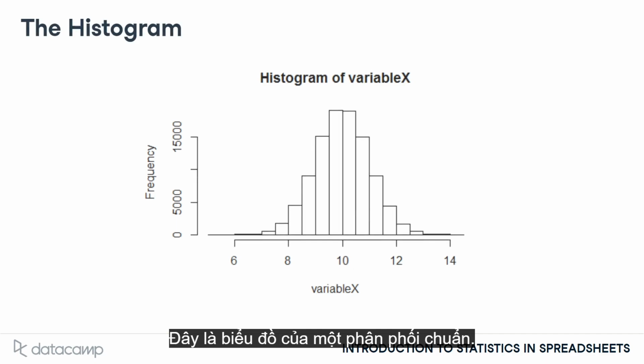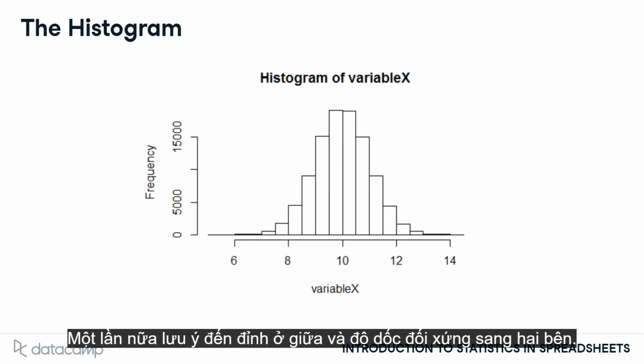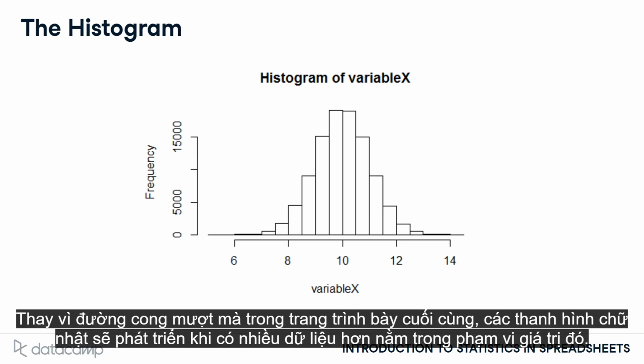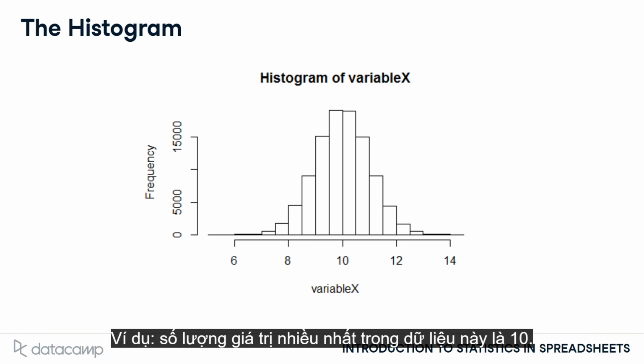This is a histogram of a normal distribution. Again, notice the peak in the middle and the symmetrical slope to either side. Instead of the smooth curve in the last slide, the rectangular bars grow as more data is within that value range. For example, the most number of values in this data is 10. Thus, the highest bars are on either side of 10.